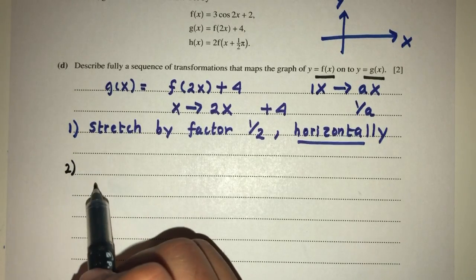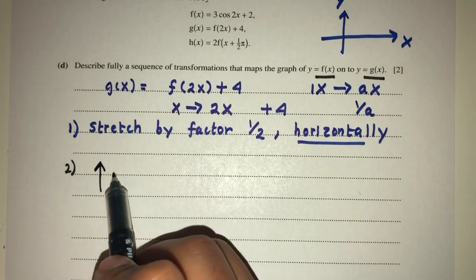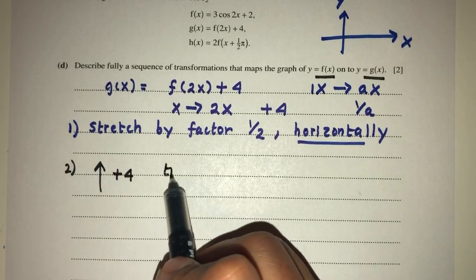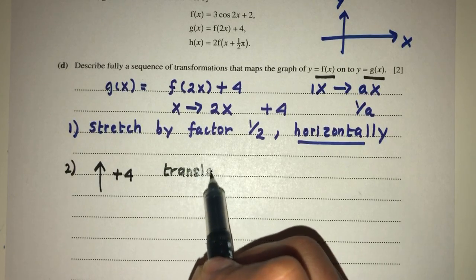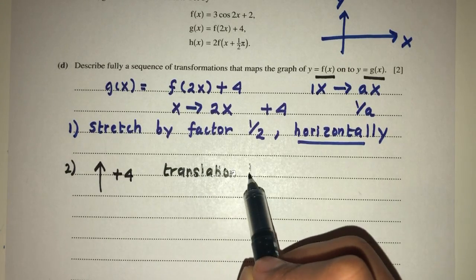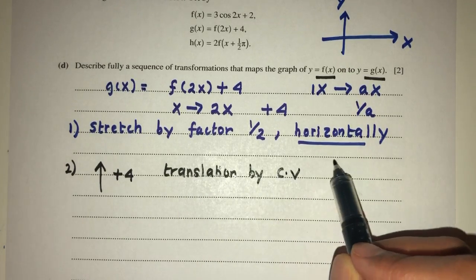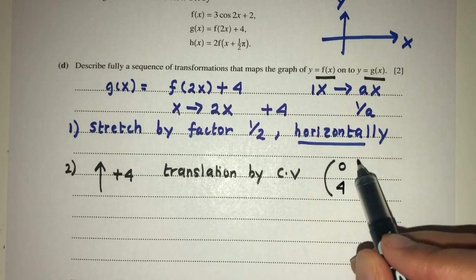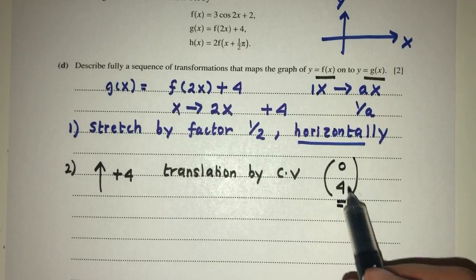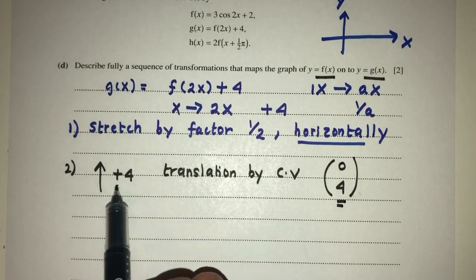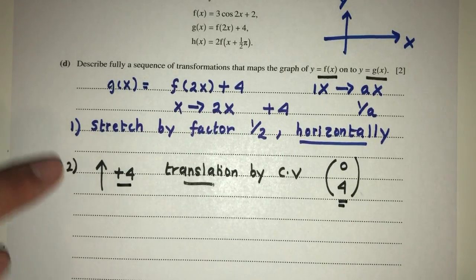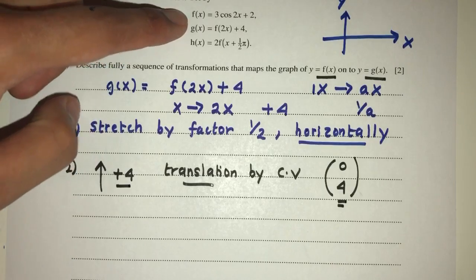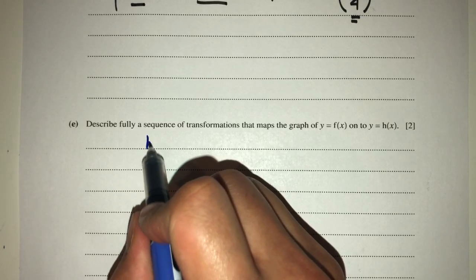so when you add 4 to something, it will move up by the value of 4. You call this a translation by the column vector of, when you go up it is positive, we say 0, 4 for this. So 4 is moving up by translation. So we have 2 transformations that change f of x to g of x. Now again, for e we have h of x.